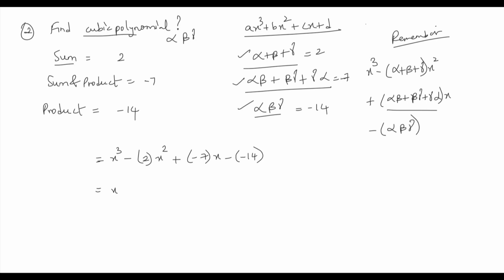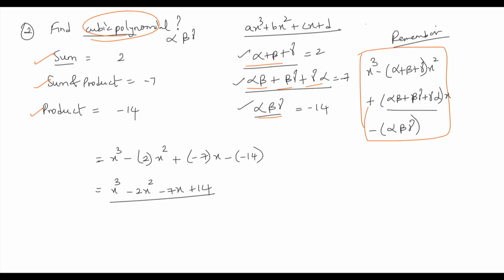On solving you will get the required polynomial, that is x cube minus 2x square minus 7x plus 14. This is our required cubic polynomial. So whenever the sum, sum of products and product, that is alpha plus beta plus gamma, alpha beta plus beta gamma plus gamma alpha and alpha beta gamma, are given, and they have asked us to find a cubic polynomial, just remember this formula and substitute, you will get your required cubic polynomial.